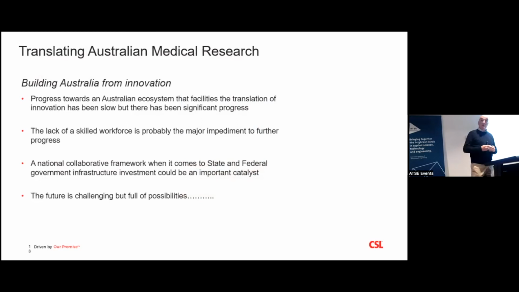Skilled workforce is a real issue for us. It's a big issue globally at the moment, recruiting and retaining people, but it's particularly tough here. This is something that annoys me no end, that we really need a national collaborative framework when it comes to state and federal governments in infrastructure investment. I just cry every time I see Victoria, New South Wales and Queensland competing for the same infrastructure and the whole thing going down the toilet. But we'll get there sooner or later.